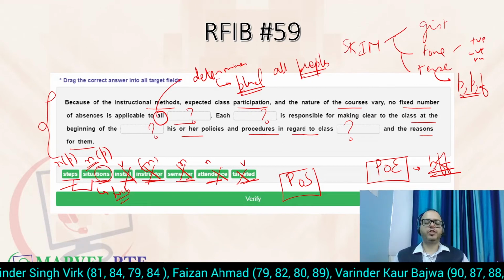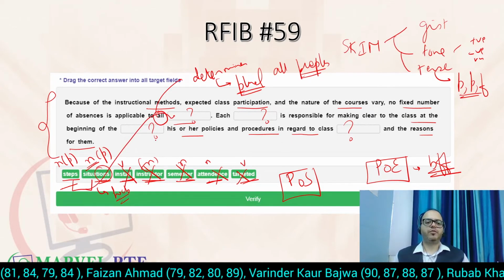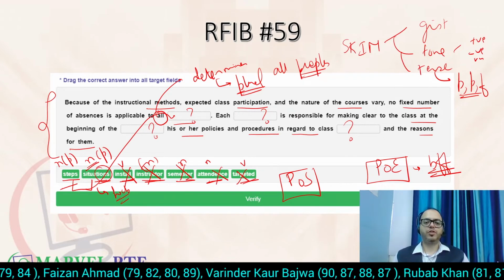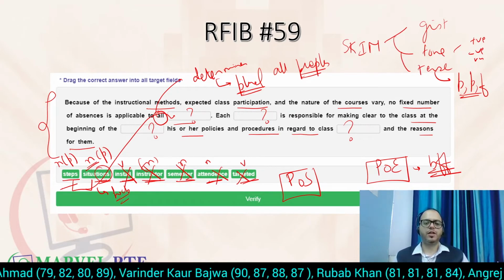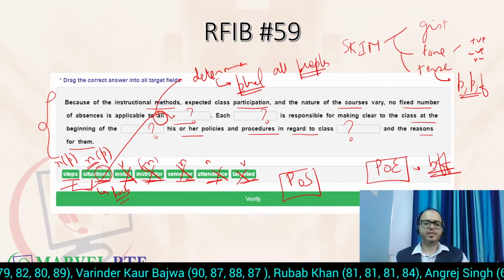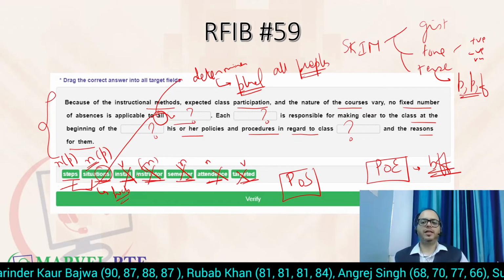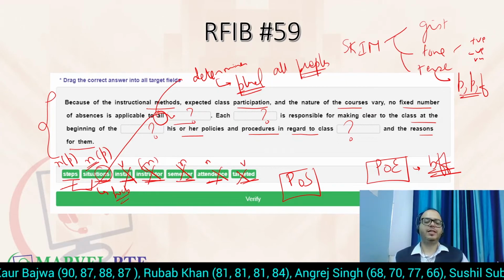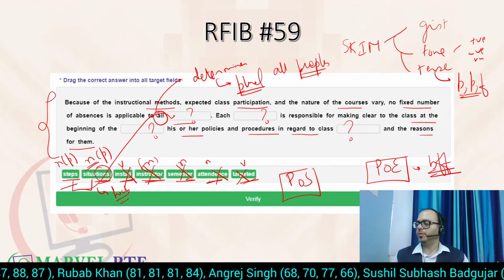Now we are just left with two options: steps and situations. And which answer will be a better fit here? The answer is situations, contextually. Absences is applicable to all situations. I know this is contextual, but it's easy to choose between two, and your probability of choosing the right answer increases as compared to when you have to choose from so many options.